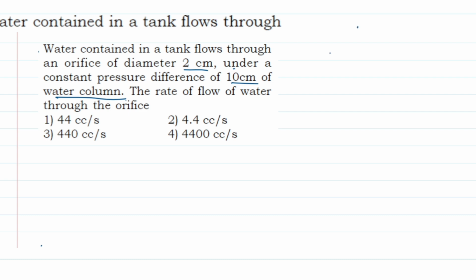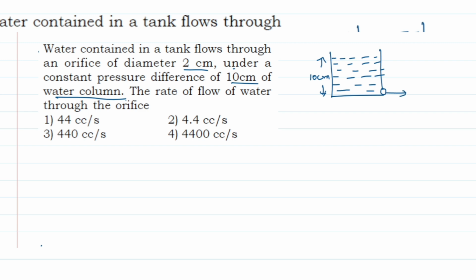Here a water tank is given, and here an orifice of 2 cm is given, and the liquid will be at a height of 10 cm water column. They are asking for the rate of flow of water through the orifice.